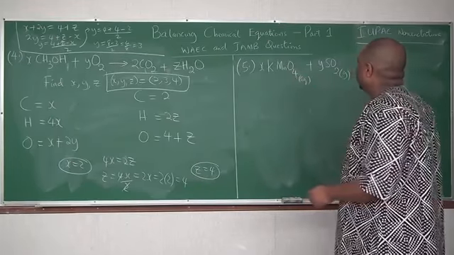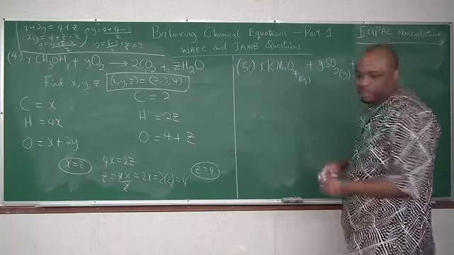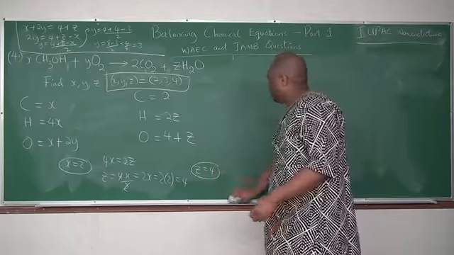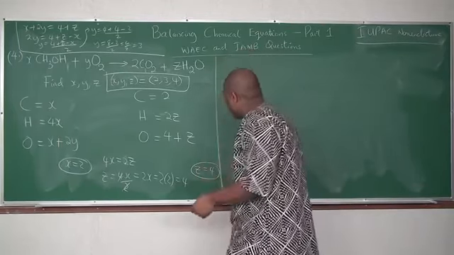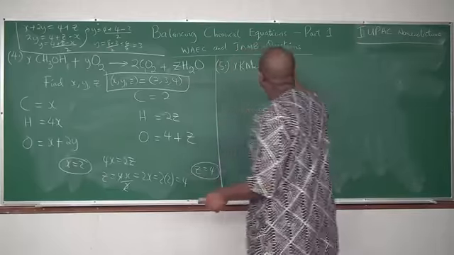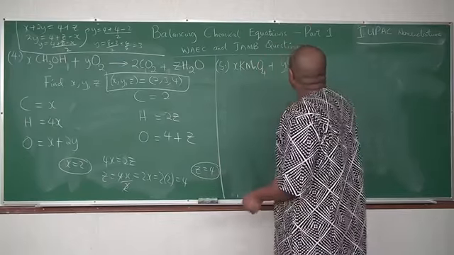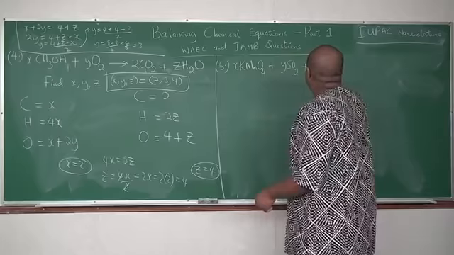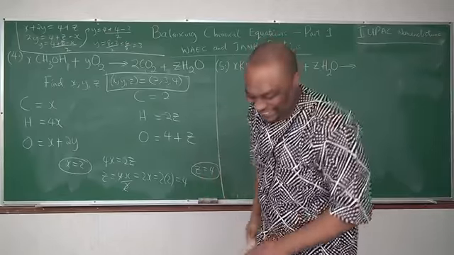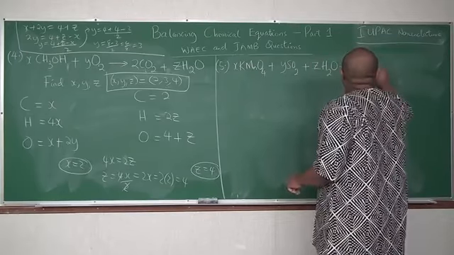Potassium tetraoxomanganate 7 reacting with sulfur 4 oxide plus water. I will need more space, so let me minimize this space. Let me write it again. Potassium tetraoxomanganate 7 will react with Y moles of sulfur 4 oxide and Z moles of water, and I will teach stoichiometry. We'll solve a lot of questions. Okay, will give us 1 mole of potassium sulfate.